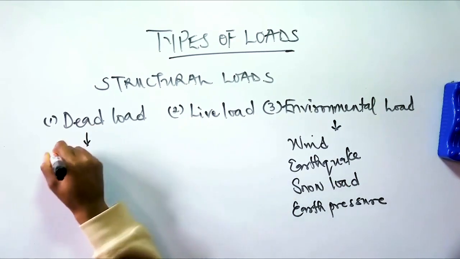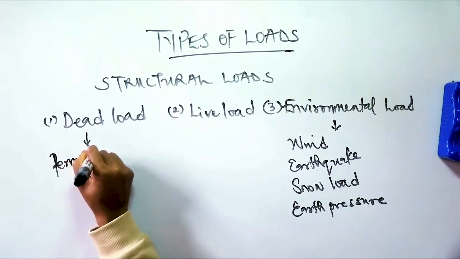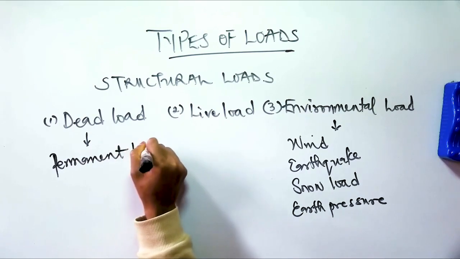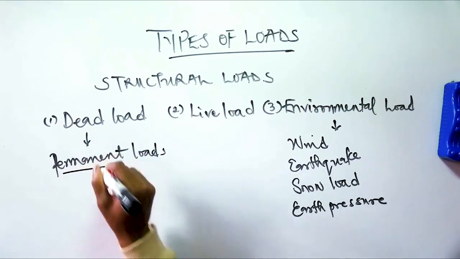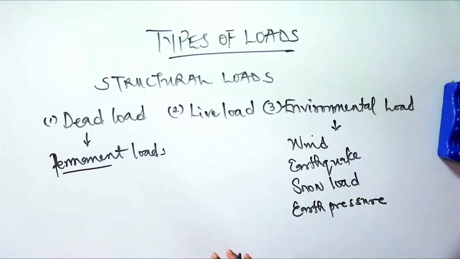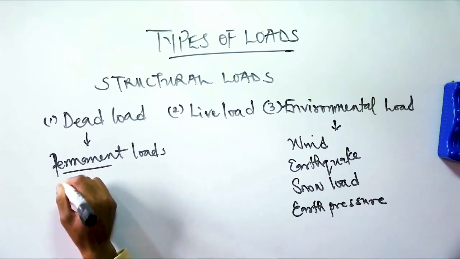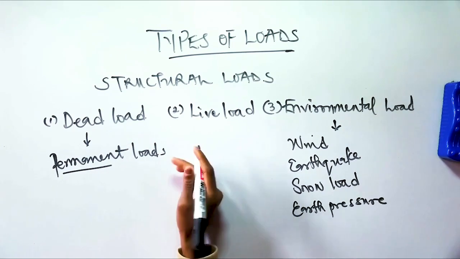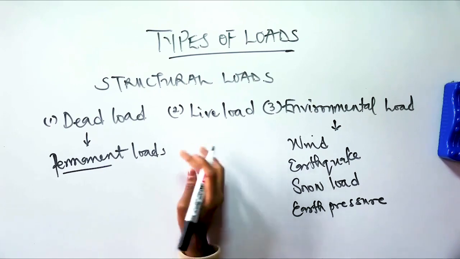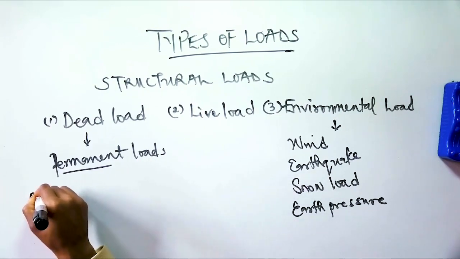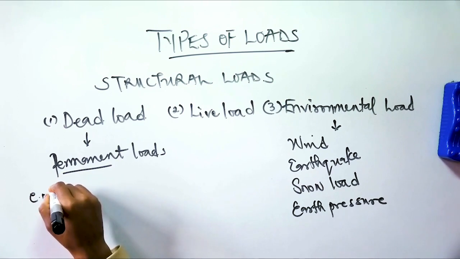So when we talk about dead loads, we mainly refer to permanent loads. That's the keyword. That's what I want you guys to note, the word permanent. So anytime we talk about dead loads, they are permanent loads. They are static, they are stationary, they are immovable fixtures. These loads occur due to the self-weight of the structure.